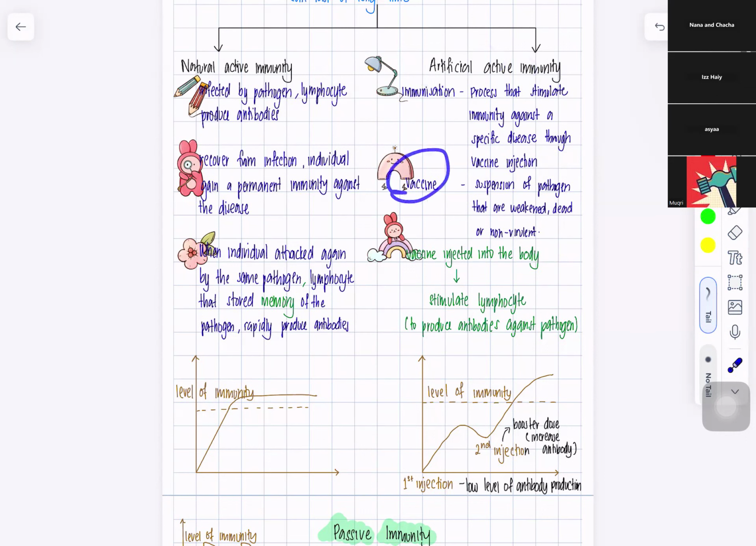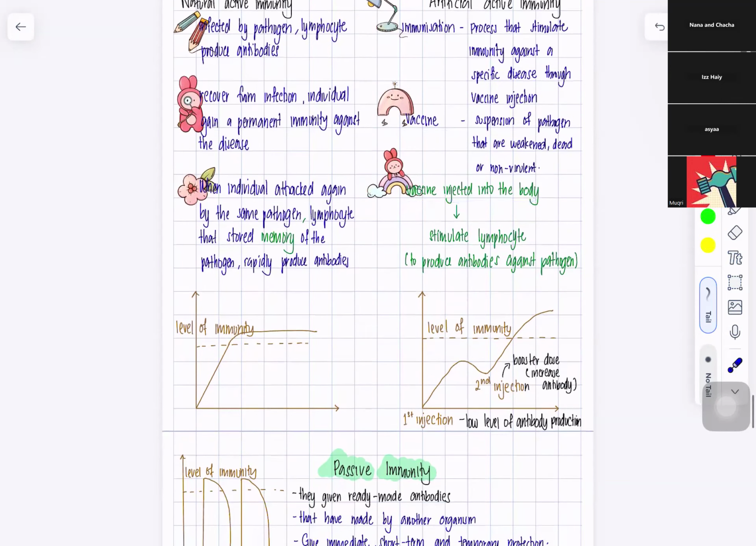A vaccine is a suspension of pathogens that are weakened, dead, or non-virulent. When the vaccine is injected into the body, it stimulates the lymphocyte to produce antibody against the pathogen. But not only once; you need to take more than one injection, and the second is usually the booster dose.